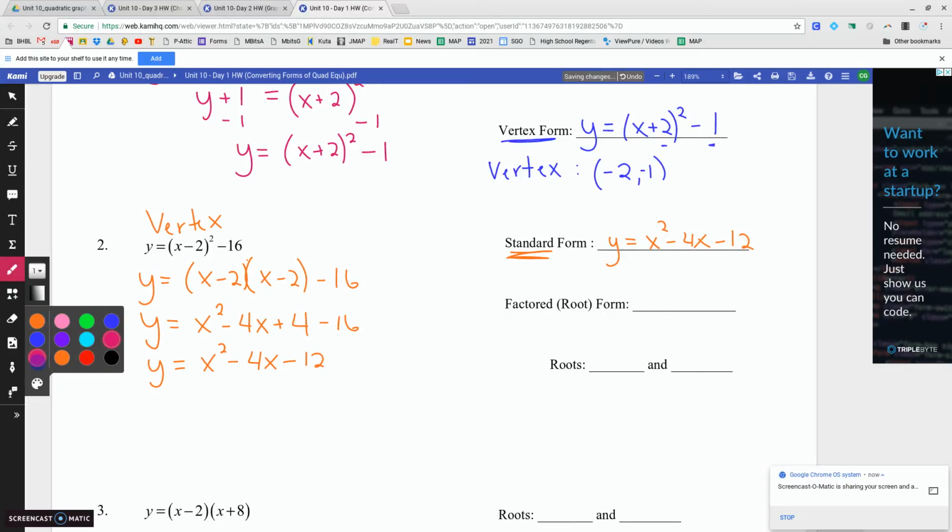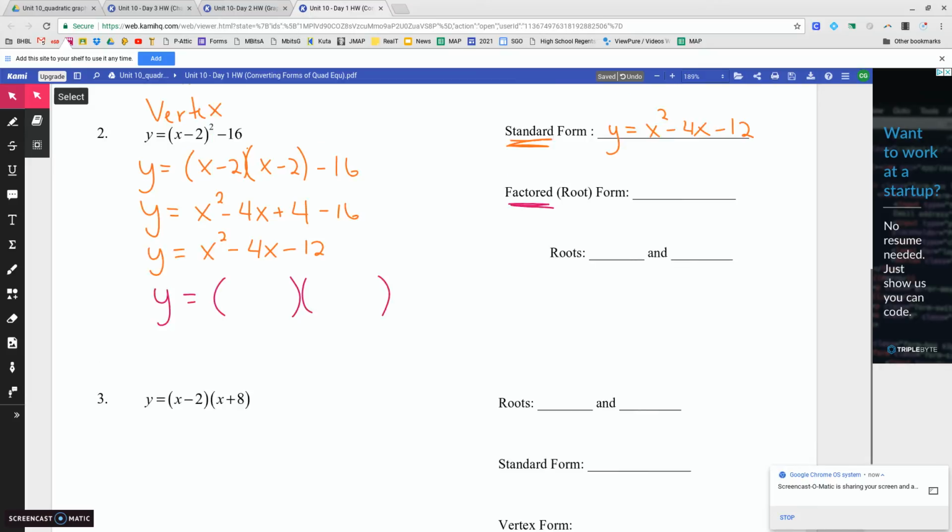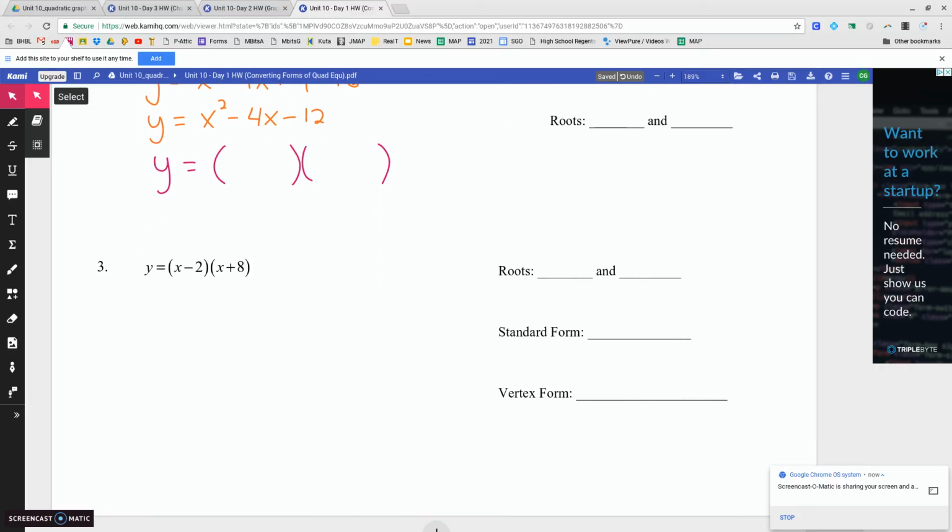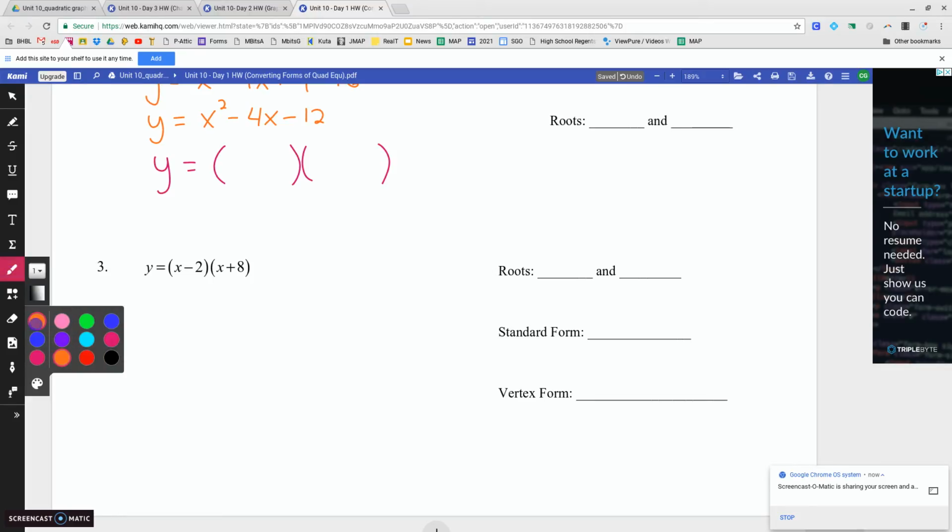Now, from my standard form, I can go into my factor to my root form by factoring this. So y equals, and now I want to factor my expression, and then I'm going to leave this one up to you to finish. Number 3, I am starting in factored form. Okay, so I'm starting in my root form here.